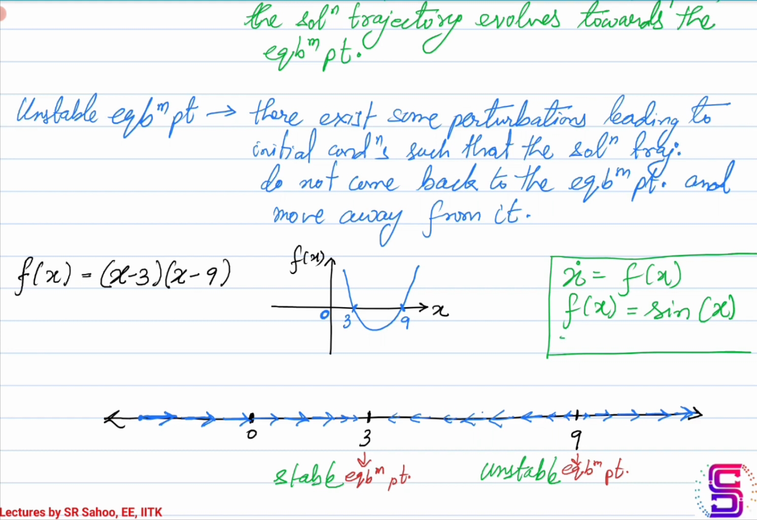So find out the equilibrium points and sketch the vector field, a rough idea that will basically tell you what the equilibrium points are, and you should be able to say which equilibrium points are stable and which equilibrium points are unstable. Okay, so we'll stop here. Thank you.